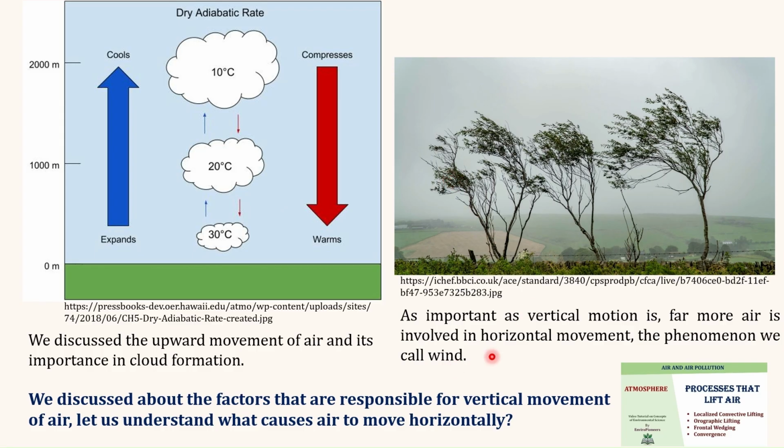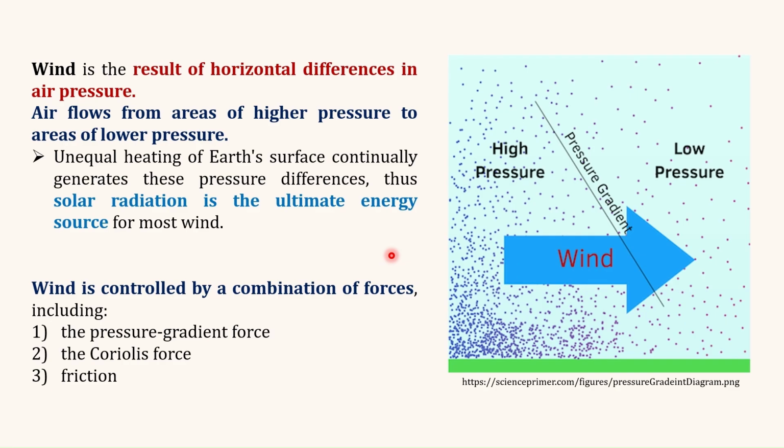In one of the videos in this playlist, we covered a topic, processes that lift air, where we discussed the factors that are responsible for vertical movement of air. So now let us understand what causes the air to move horizontally. Wind is the result of horizontal differences in air pressure, and air flows from areas of higher pressure to areas of lower pressure. And these differences in atmospheric pressure are mainly because of unequal heating of the Earth's surface. Thus, solar radiation is the ultimate energy source for most wind.